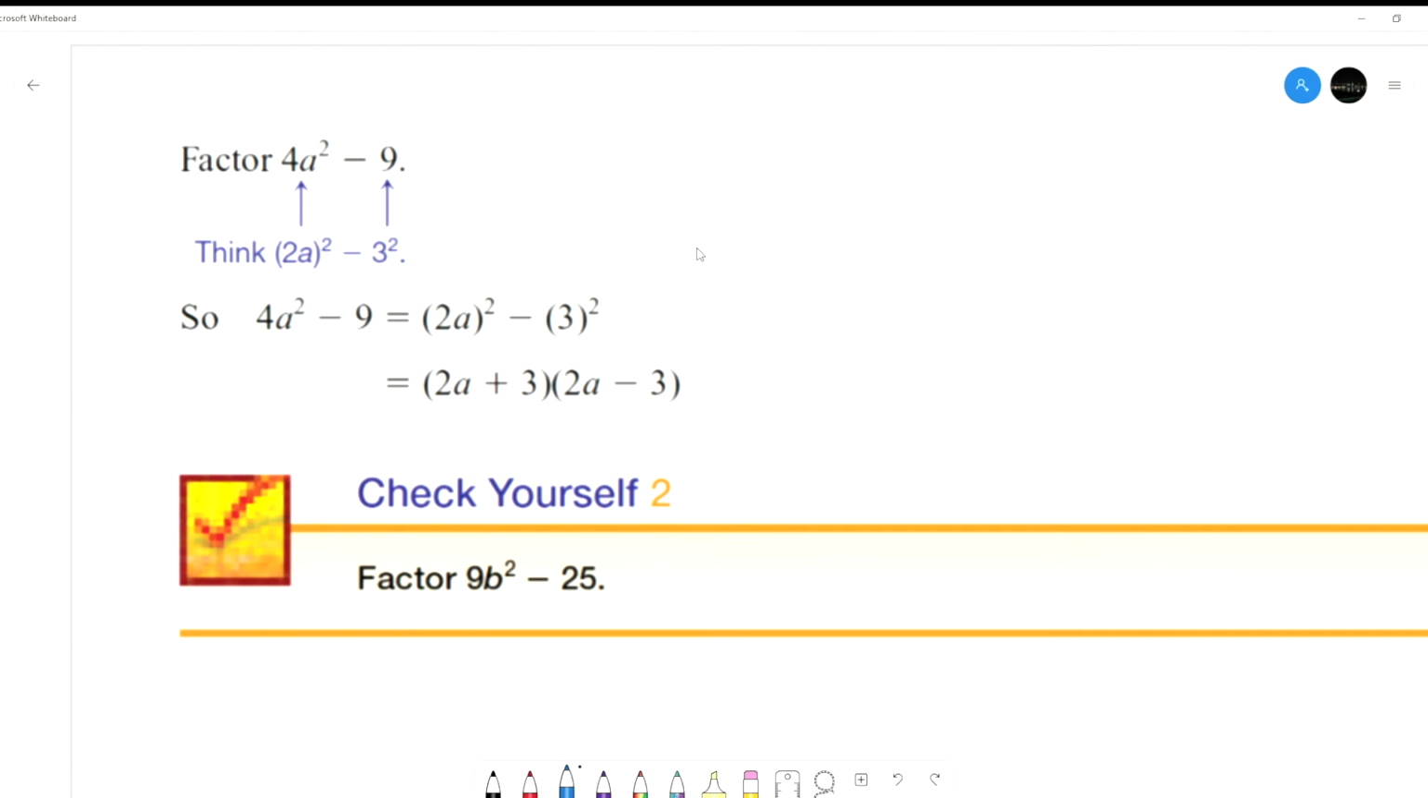Okay, over here we have 4a squared minus 9. Now you have to realize that 4 is actually a perfect square, right? It's 2 times 2. So you would have to think of it as 2a times 2a. So that's why it's (2a) squared. And then you have your minus 9, which is 3 squared, right? So now you see how this is (2a plus 3) times (2a minus 3).